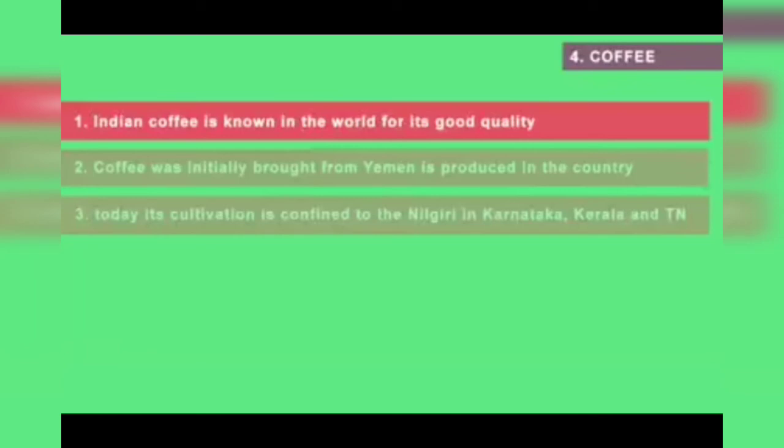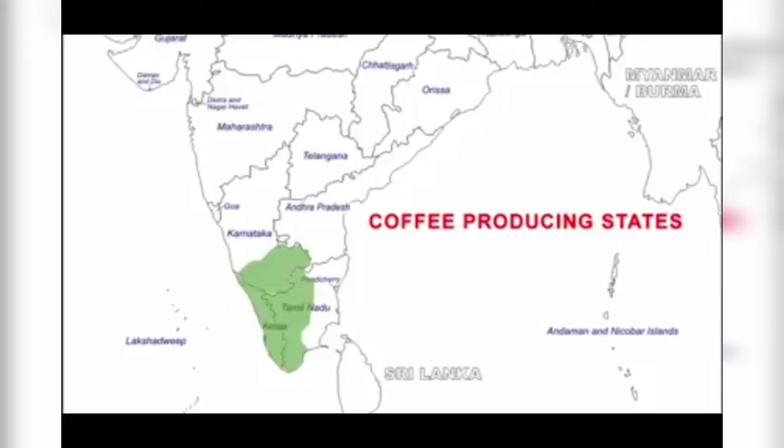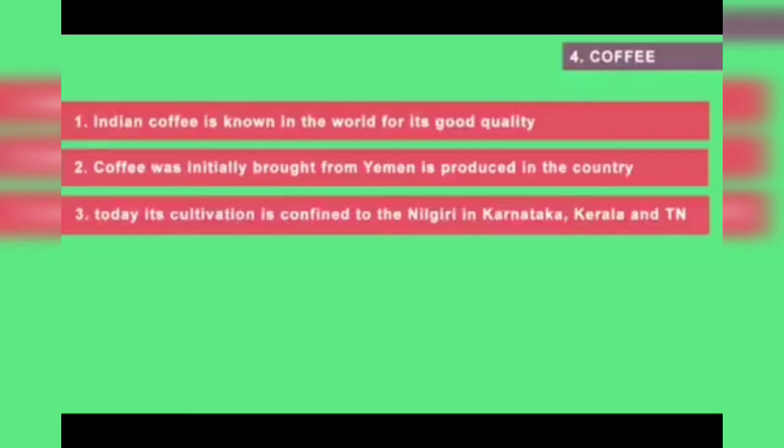Now after tea, it has to be coffee. Wherever you go, you will have an alternative to tea. So the Indian coffee is known in the world for its good quality. And always remember, coffee was never an Indian crop. It was brought initially from a country called Yemen. Now coffee is grown only in the southern region of India. And it is only confined, let me just repeat that word, confined to the area of Nilgiris in Karnataka, Kerala and Tamil Nadu. So you will just find coffee plants here and no other place in India.